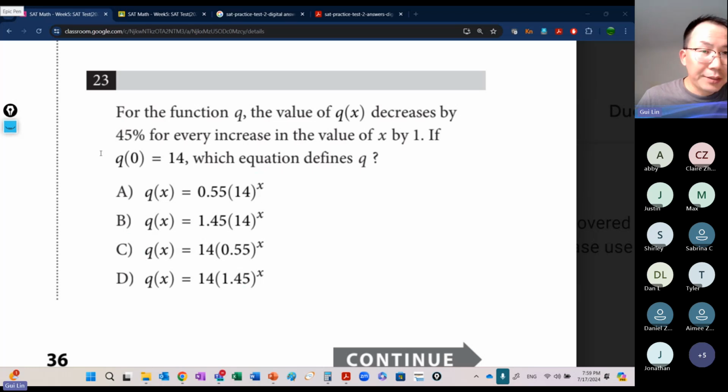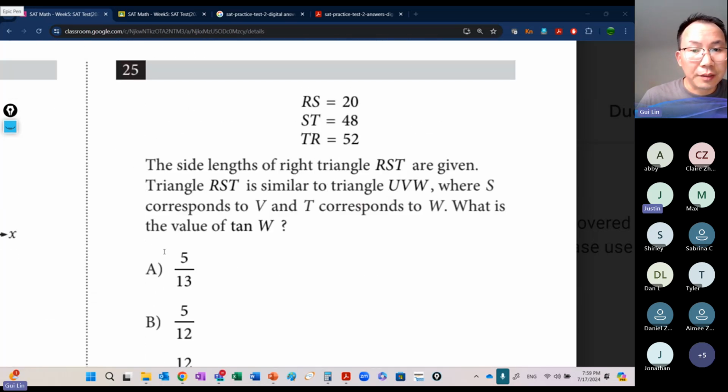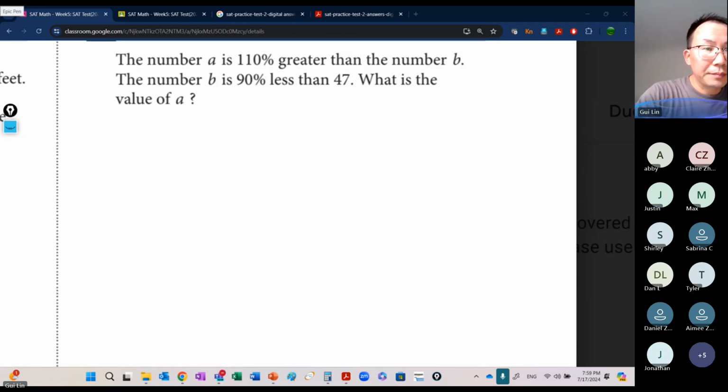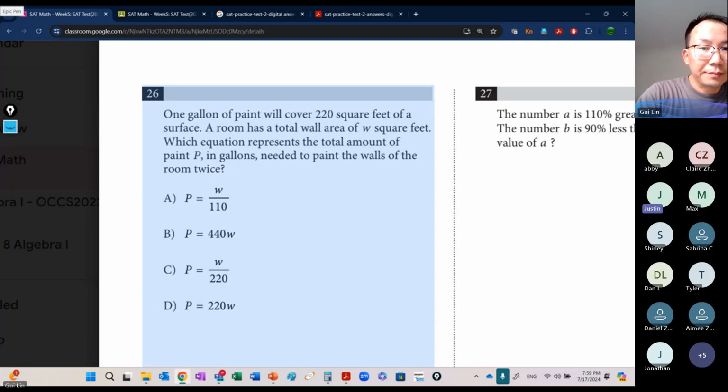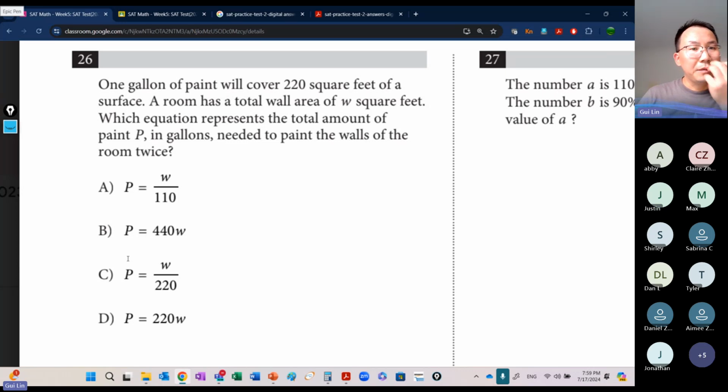Next one would be 26. 26 was down here. All right. All right. Let's go quickly here.